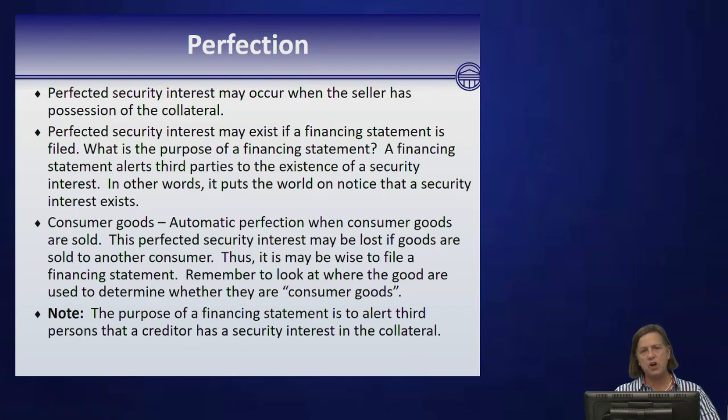Consumer goods, remember there's automatic perfection of a consumer good as soon as it's sold to the first consumer. However, that perfected security interest can be lost when the first consumer sells to another consumer. And then note the purpose of a financing statement, remember that, is to alert third persons of the existence of the perfected security interest.